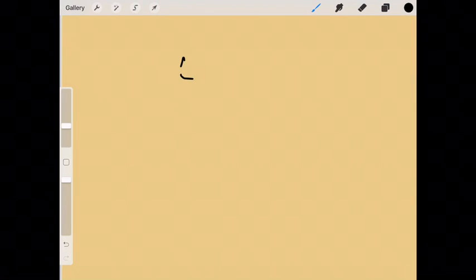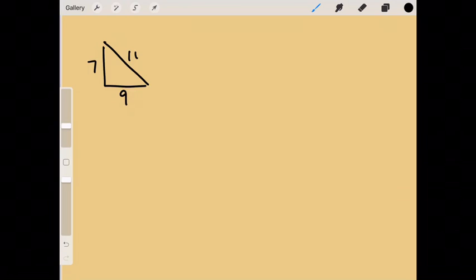Here we have a triangle, and I'm going to say this side is 7, this side is 9, and this side is 11. And I want to know, is it a right triangle? A squared plus B squared equals C squared. Which of these values is C and why?